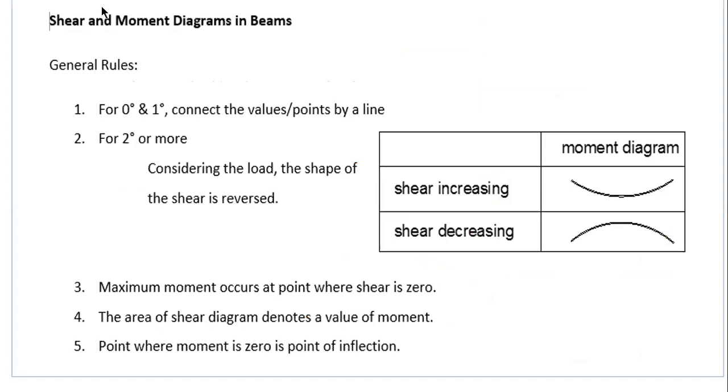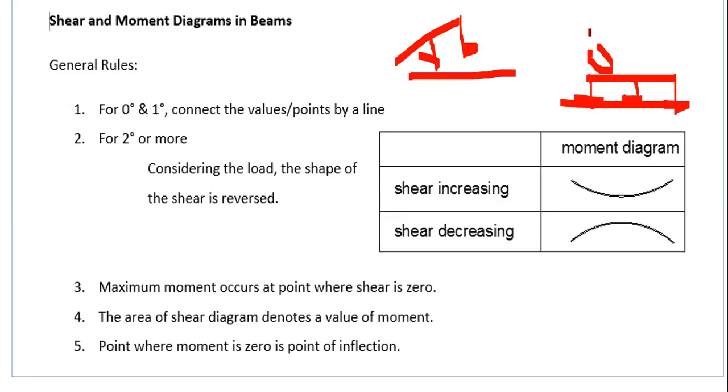Another rule, especially in the shear moment diagram of beams. General rule: 0 degree and first degree. A triangular load is first degree. A uniform load on the beam is 0 degree. But from 0 degree, when you plot the shear, that becomes first degree. And in the moment, that becomes second degree. So that would be the sequence.